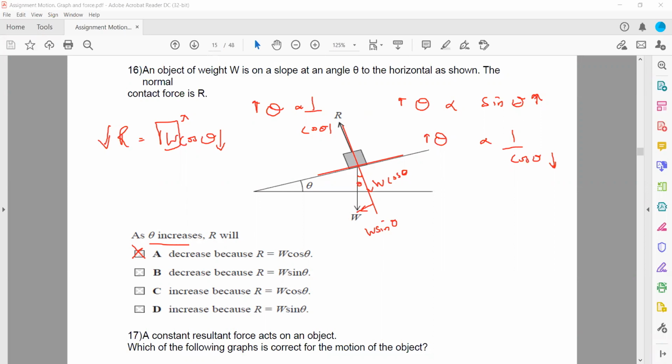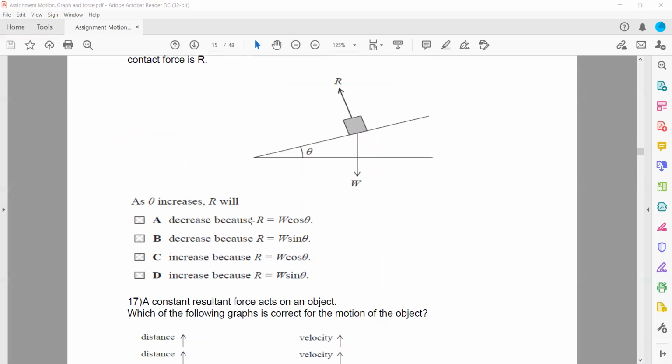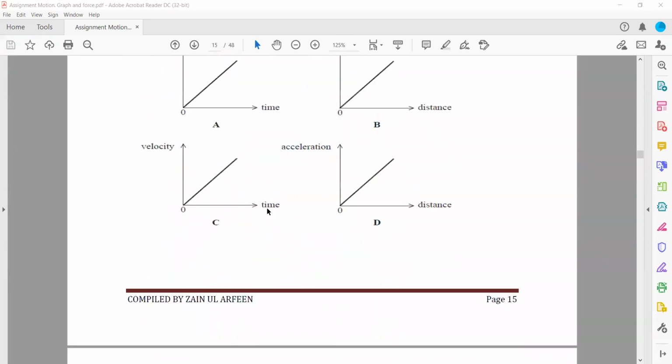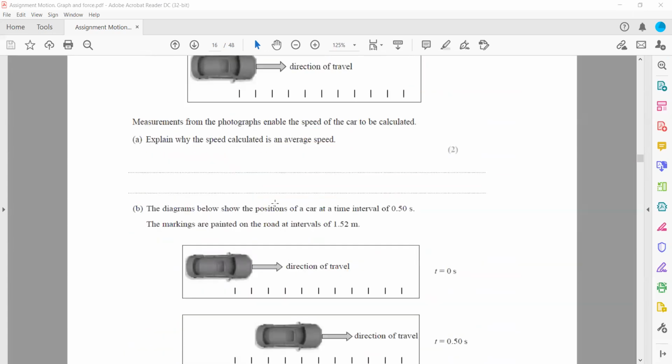Is it clear, this question? Question 16, that was the first doubt. Next is question number 19, B1.